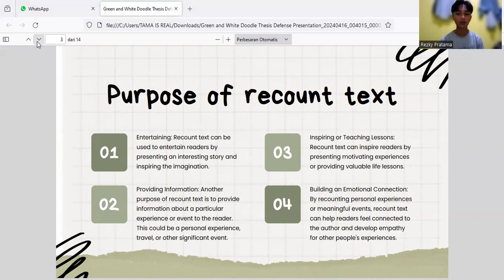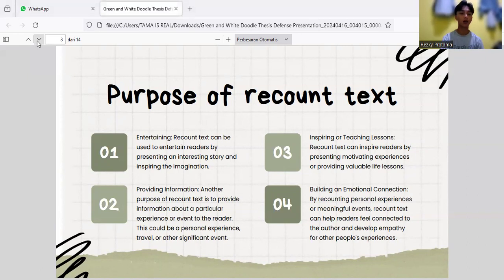Number four is building an emotional connection. By recounting personal experiences or meaningful events, like your past experience about something, a recount text can help readers feel connected to the author and develop empathy for other people's experiences.